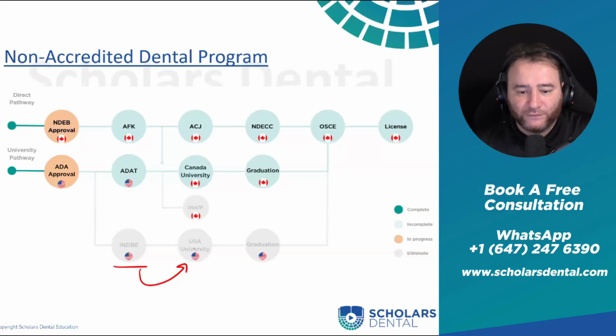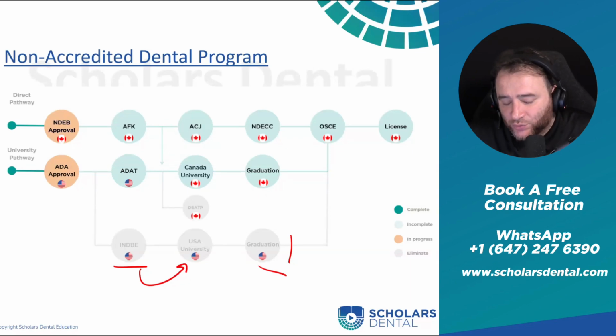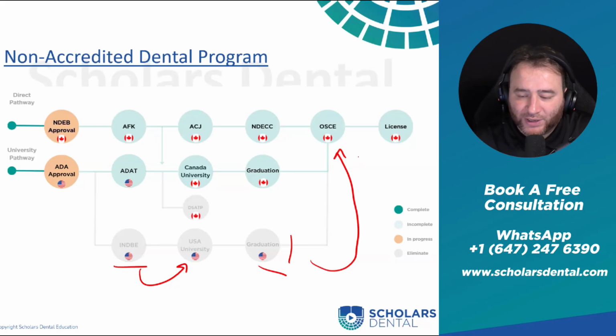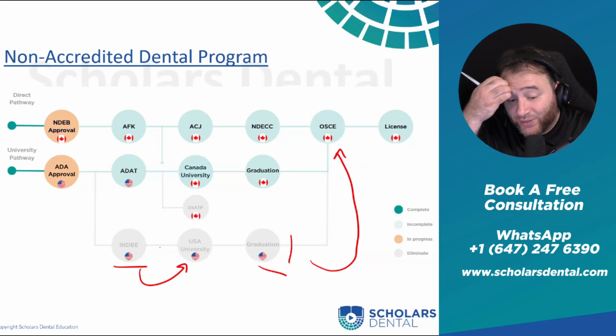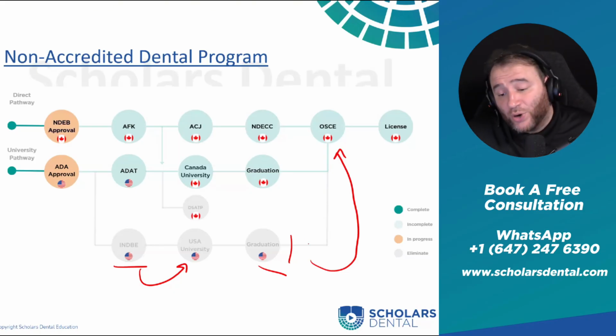Then, if you end up completing and graduating, so now you're a graduate from a US dental school, which means you're kind of accredited, right? So you're accredited at this point because you graduated from a dental school in the US. So you could come back and take the OSCE, then get your certificate and license. So that is another pathway. Or you could practice in the US if that was your goal to begin with.